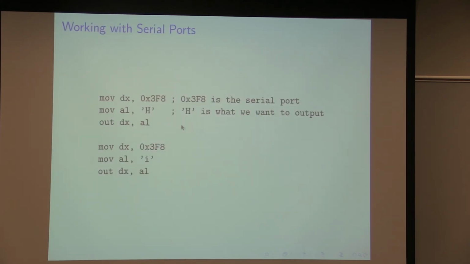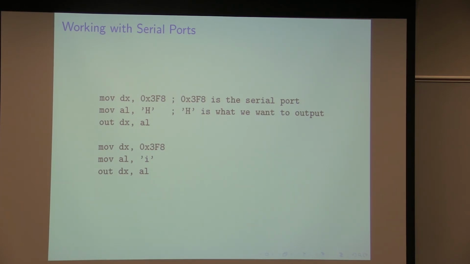This is a snippet of assembly code to output on the serial port. First you have to move the serial port number into the DX register. Then you can move the data you want to output, the byte you want to output, into the AL register, and then you just output it. So working with a serial port is incredibly simple. I believe the BIOS will even set up a good guess at a baud rate for it.